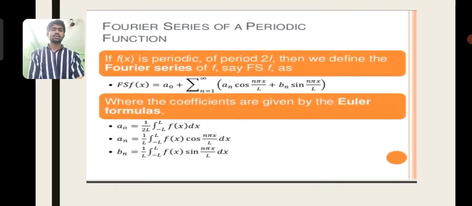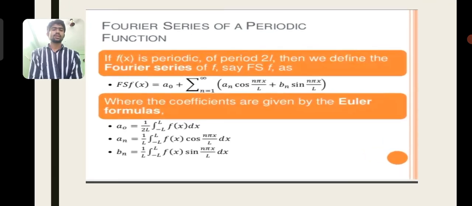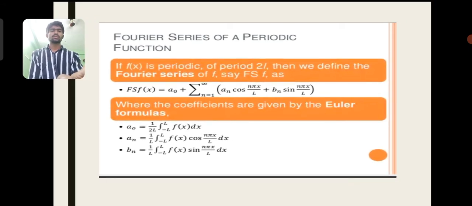The Fourier series of a periodic function: if f of x is periodic with period 2L, then we define the Fourier series of f as a naught plus the summation from n equals 1 to infinity of a n cos of n pi x by L plus b n sin of n pi x by L, where the coefficients are given by Euler's formulas: a naught equals 1 by 2L integral from minus L to plus L of f of x dx, a n equals 1 by L integral from minus L to plus L of f of x cos n pi x by L dx, b n equals 1 by L integral from minus L to plus L of f of x sin n pi x by L dx. This is the Fourier series of a periodic function.